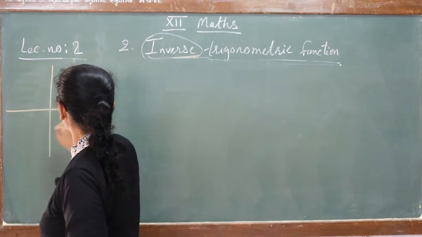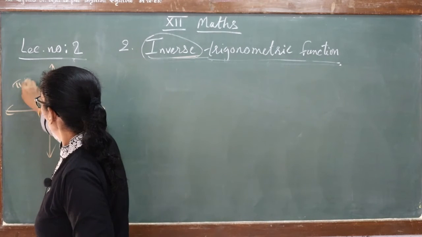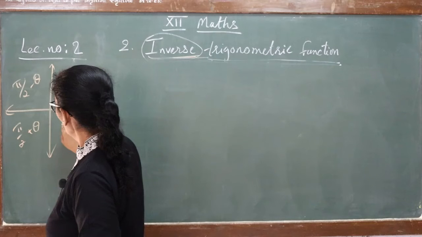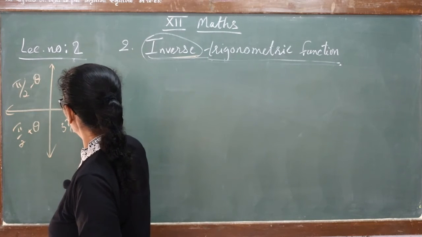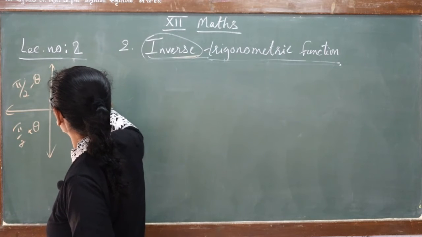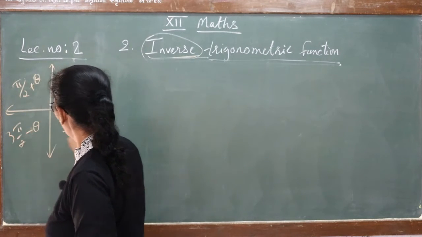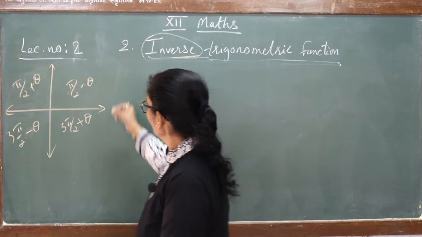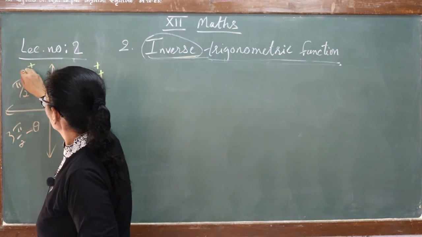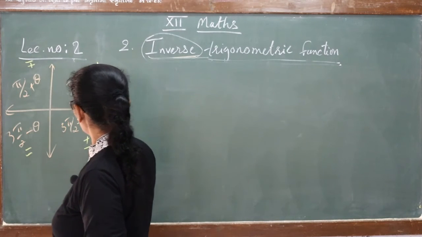Our first table: theta, pi by 2 minus theta, pi by 2 plus theta, and last 3 pi by 2 minus theta and 3 pi by 2 plus theta. Okay, values both positive. First I have written for sine, second cos. First cos is negative, sine is positive, both negative, positive, negative.